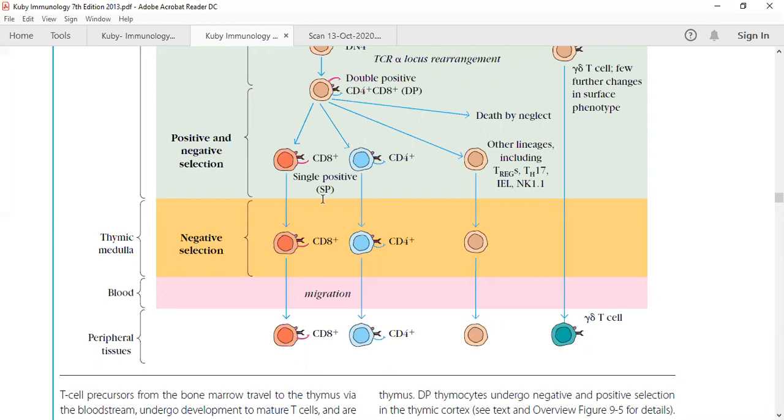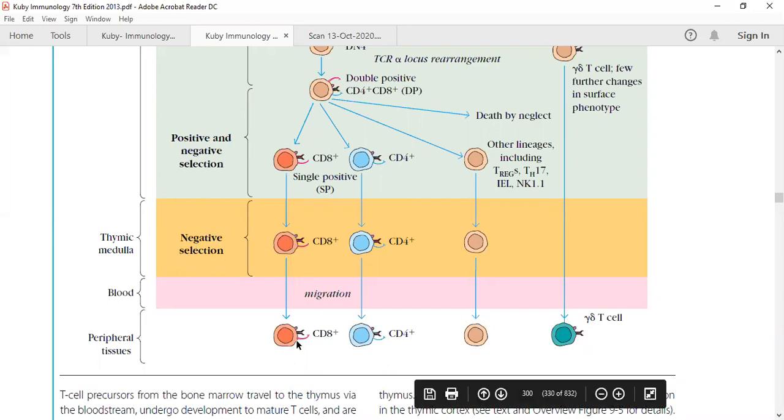Then the single positive cells will migrate through the blood into the secondary lymphoid organs, where they will interact with the real antigens, which are pathogens or antigens coming from outside the body, which are non-self.